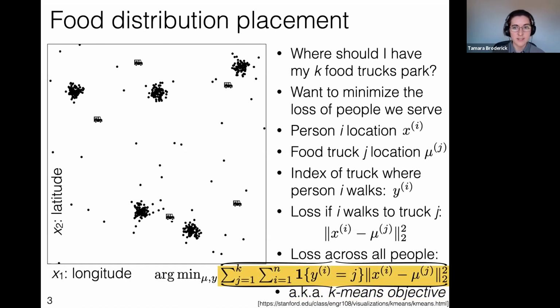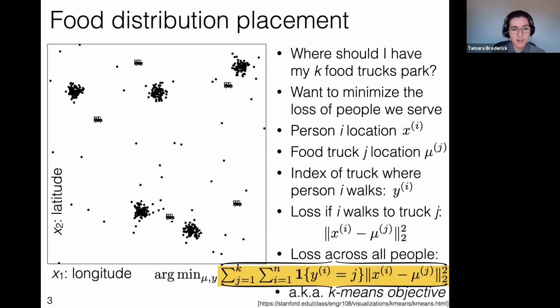Well, one, we've seen before that the thing that we're optimizing when we have an optimization problem, we typically call that an objective. So that's why this is called an objective. Why is it called k-means? Well, we have these k food trucks that we're trying to place, and so that's the k in k-means, that we have these k centers that we're trying to place. And the means are going to make a little bit more sense in a moment. So that part isn't yet fully explained, but we'll get there.